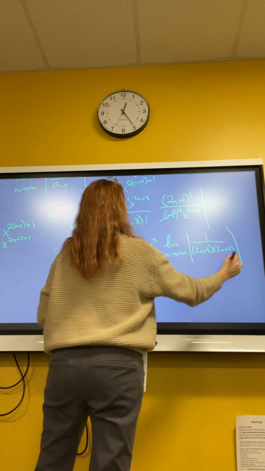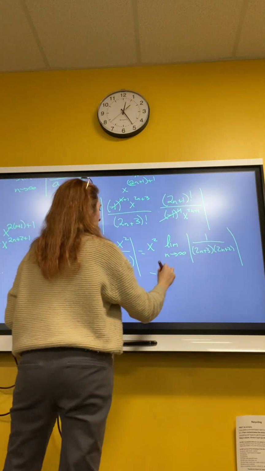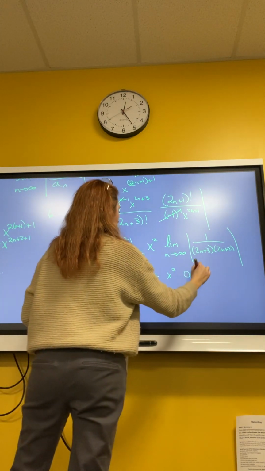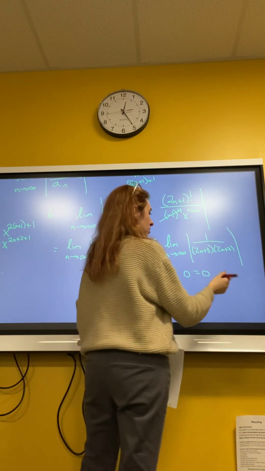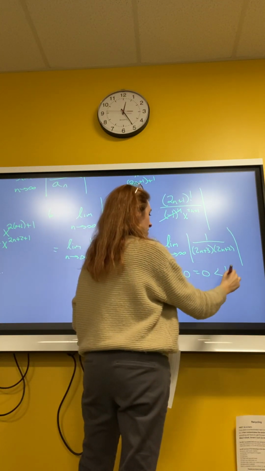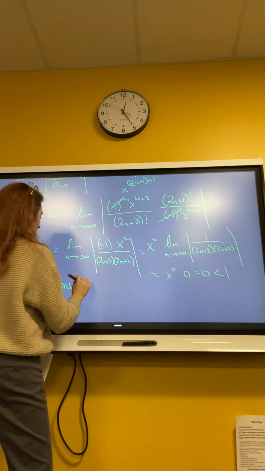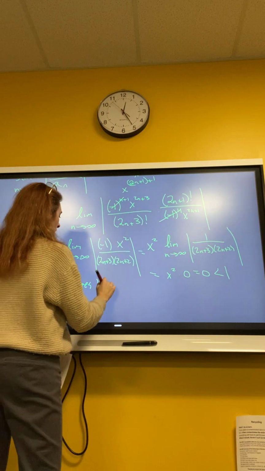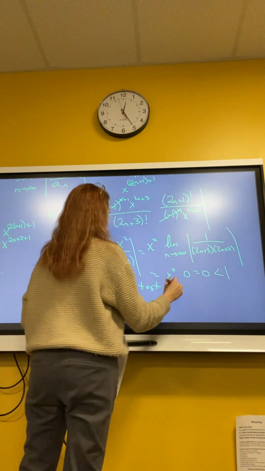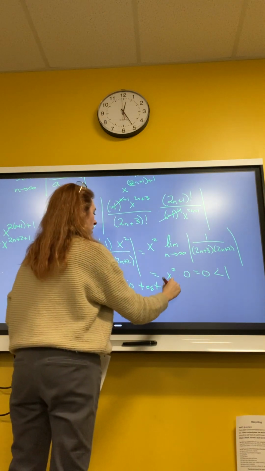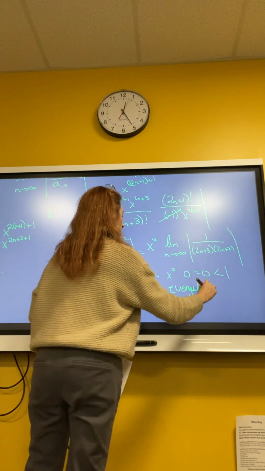And as n approaches infinity, what does this become? 0. Well, x squared times 0 is always just 0, does that pass the ratio test? Yes, it's less than 1. So it's less than 1, so it converges by ratio test. Doesn't matter what x is. Right, it does not matter what x is. So everywhere, or you can say for all x.